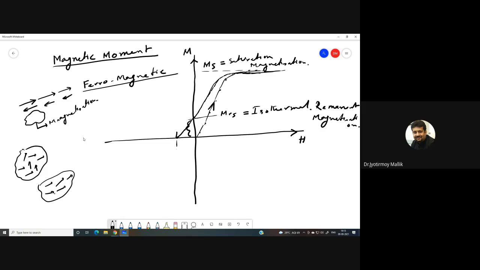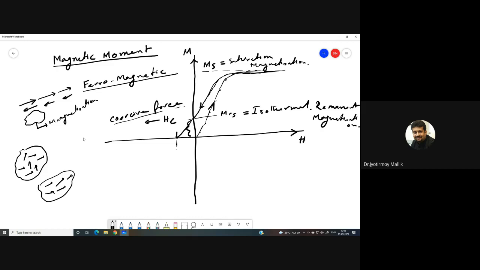This value of external magnetic field is called HC, or coercive force. This coercive force is a very important phenomenon which we will discuss in a moment. So this is what we call coercive force.